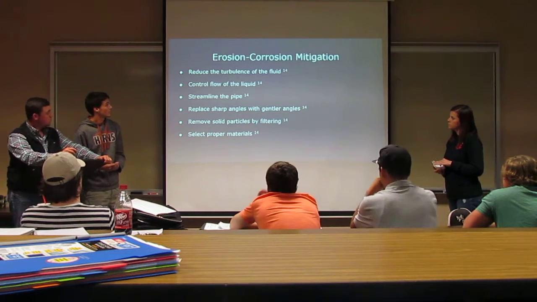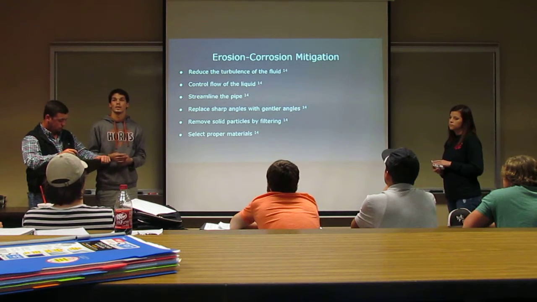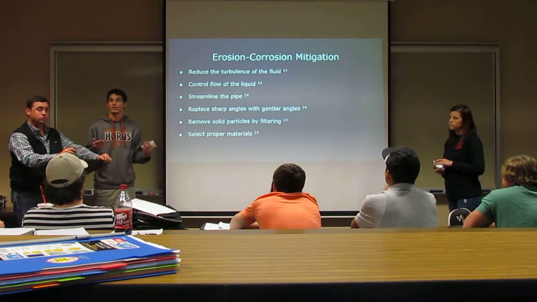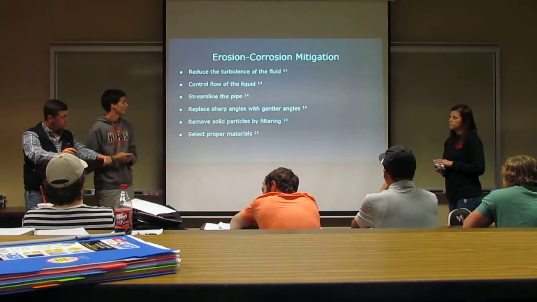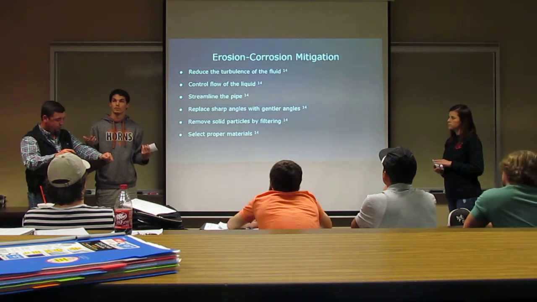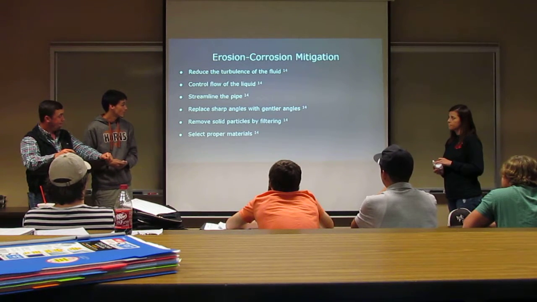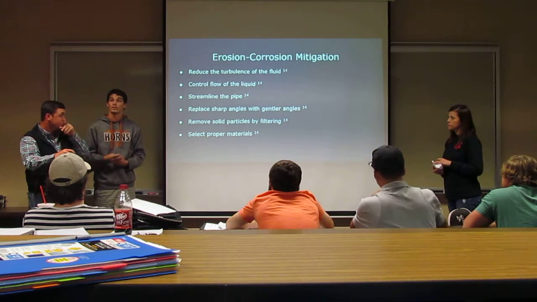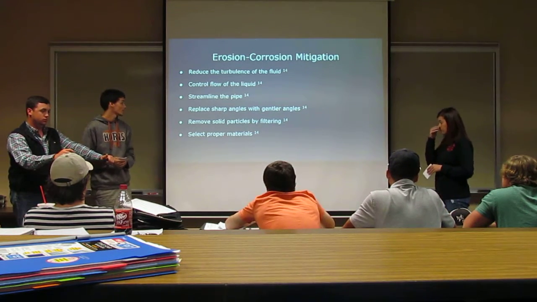So, to mitigate erosion corrosion, you want to reduce the turbulence of the fluid. You don't want the fluid going too fast, to where it's always going to mess up the inner lining of your pipe. And control the flow of the liquid, you can monitor that. Just make sure you're not at speeds at which it'll rapidly degrade your material. You want to always replace the sharp angles with gentler ones, just because that's the main reason erosion corrosion happens.